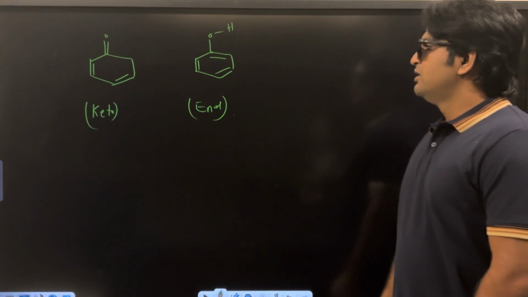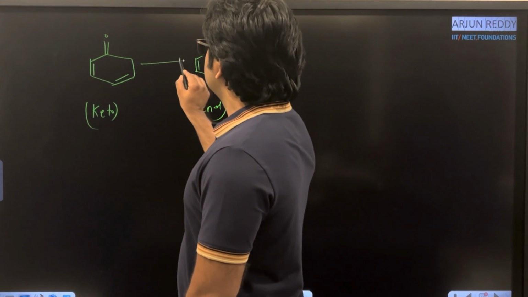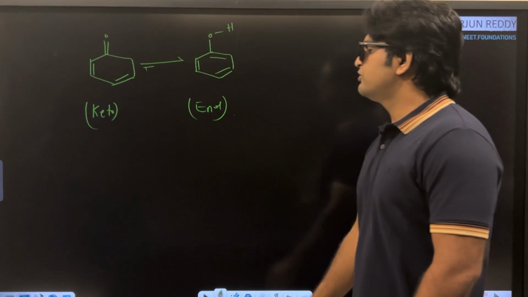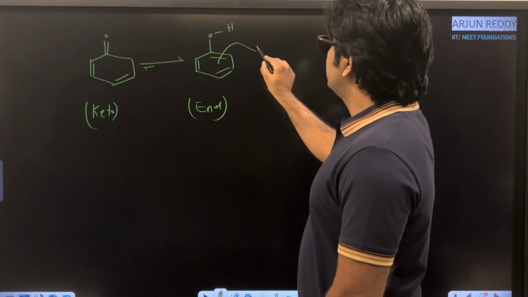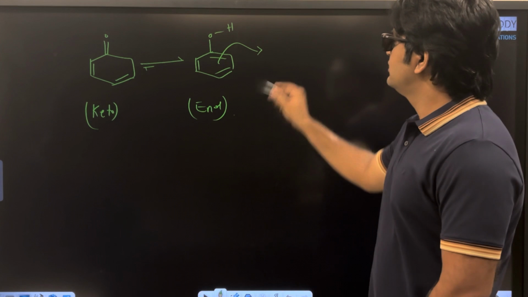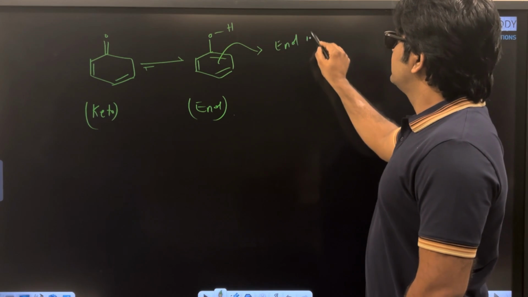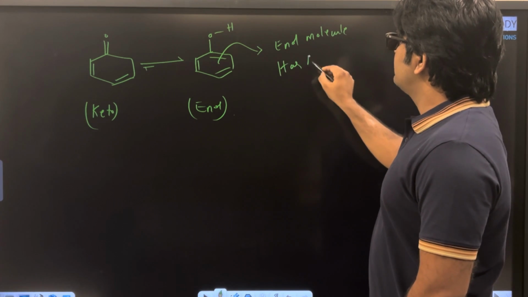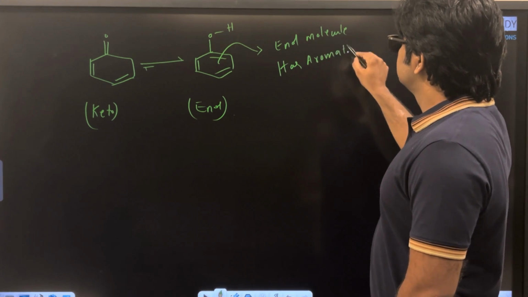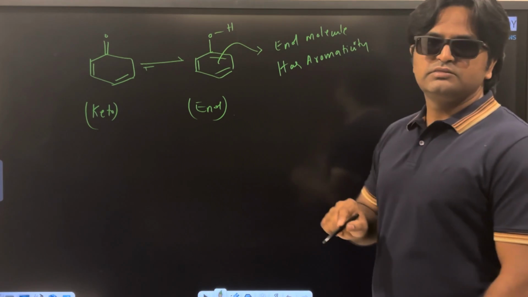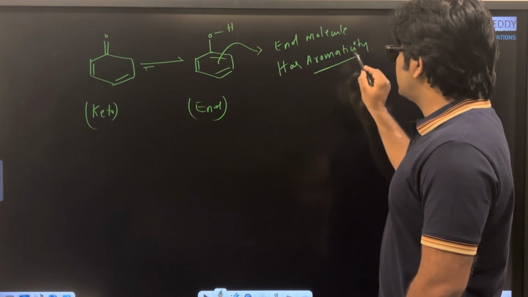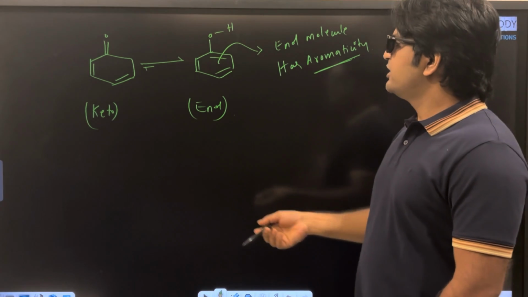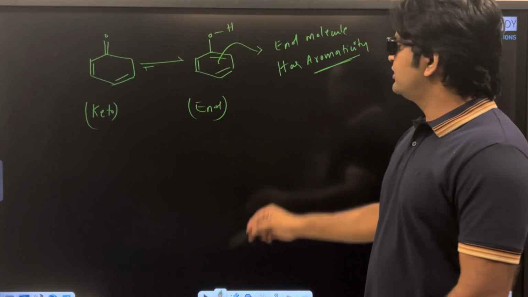Right. So which is dominating here on the basis of aromaticity? Product concentration is more when compared to reactant concentration. What is the additional advantage of this molecule? The enol molecule has aromaticity. Is that aromaticity a stabilizing factor or a destabilizing factor? Definitely a stabilizing factor. Because of that aromaticity, enol content is more when compared to the keto form.